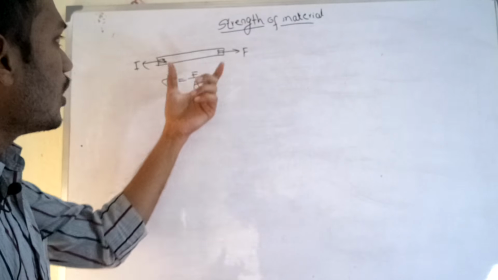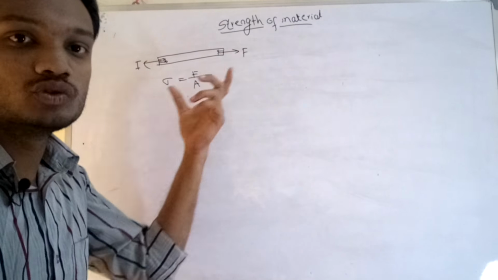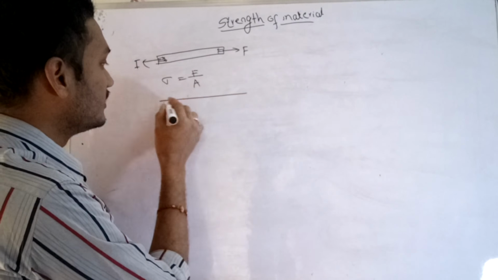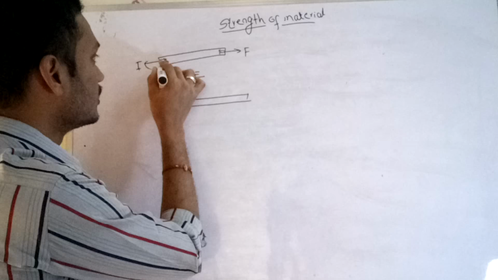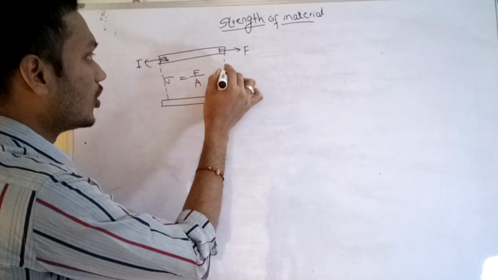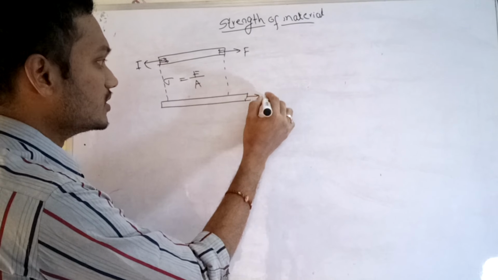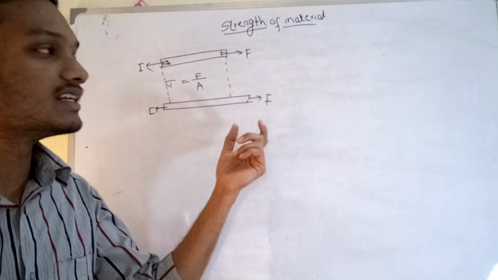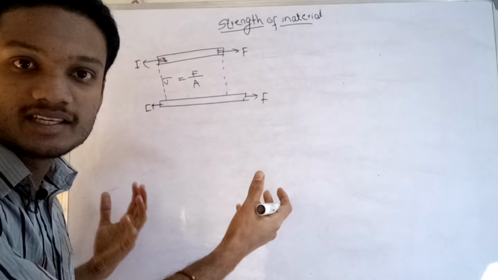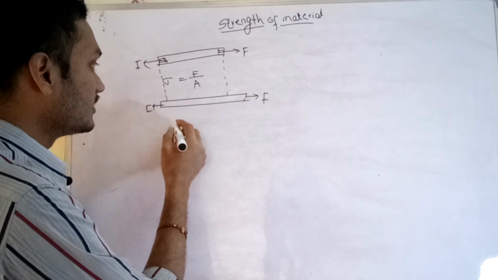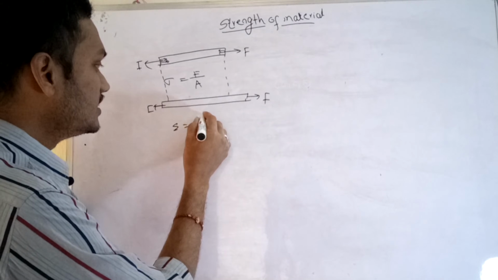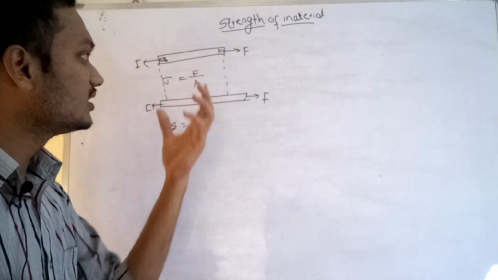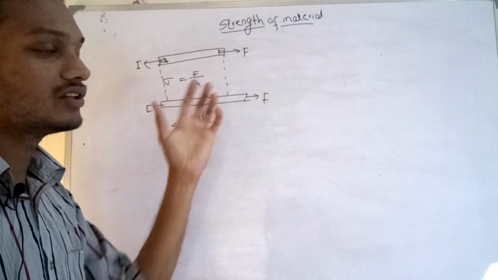Next thing is when you apply the force to this material, the material will try to elongate. So this is the initial position. Now it has elongated a little bit. So the deformation that is induced inside the material because of external loading is called the strain. This is called the strain, nothing but the change in length divided by the original length. Stress and strain are the two important concepts in the strength of materials.